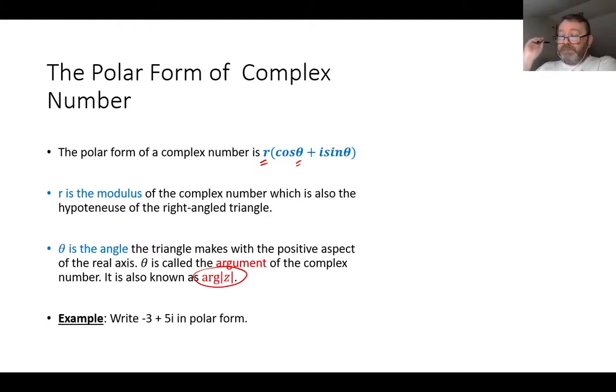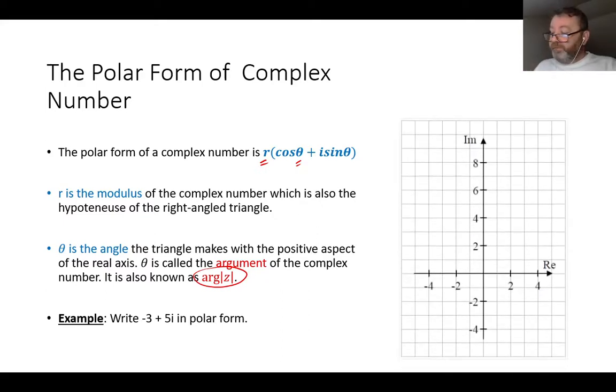Okay, so let's take this question here. Write minus 3 plus 5i in polar form. Now there's 3 steps to this. Number 1, plot the point. So minus 3, that's back 3 and up 5. So there we are. Okay, there's minus 3 plus 5i.